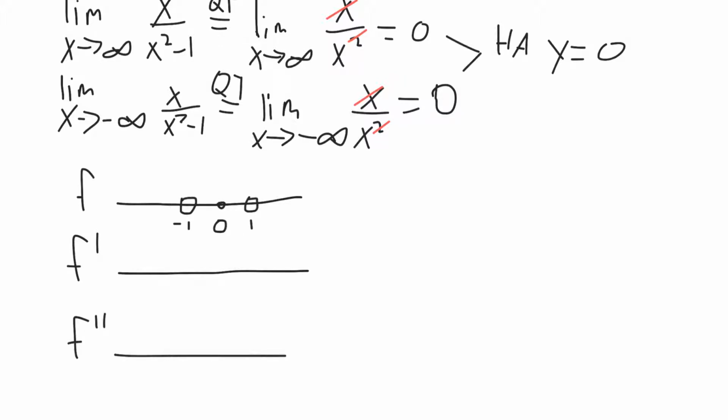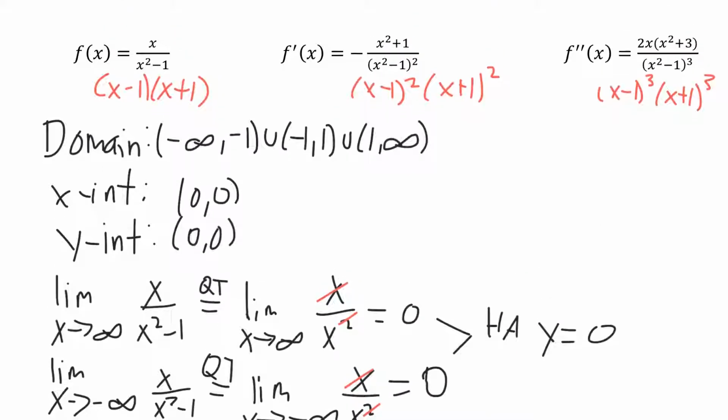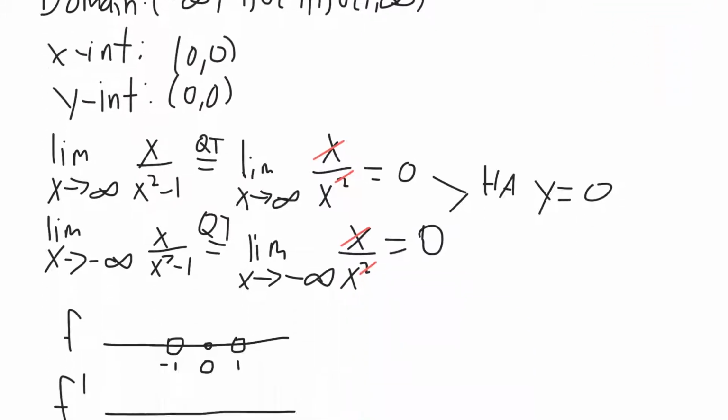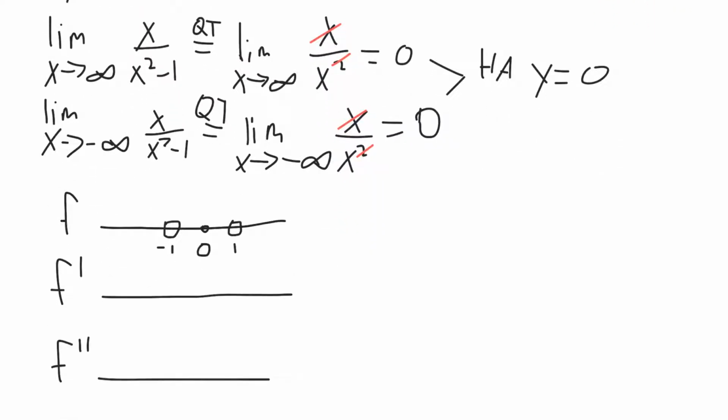Now if we pick a number bigger than 1, let's take a look at what happens. So a number bigger than 1, say 10, this will be positive, positive, positive. So overall we're going to have positive, giving us the following sign diagram. Positive, negative, positive, negative.